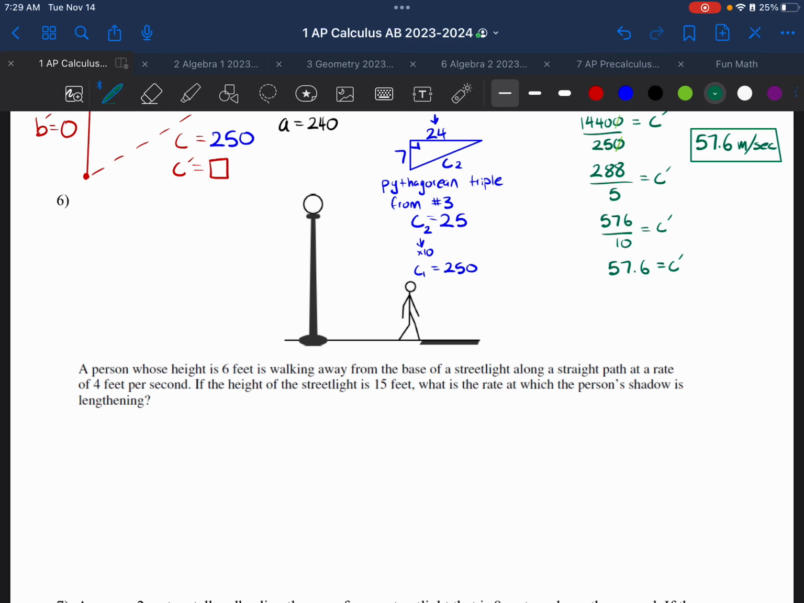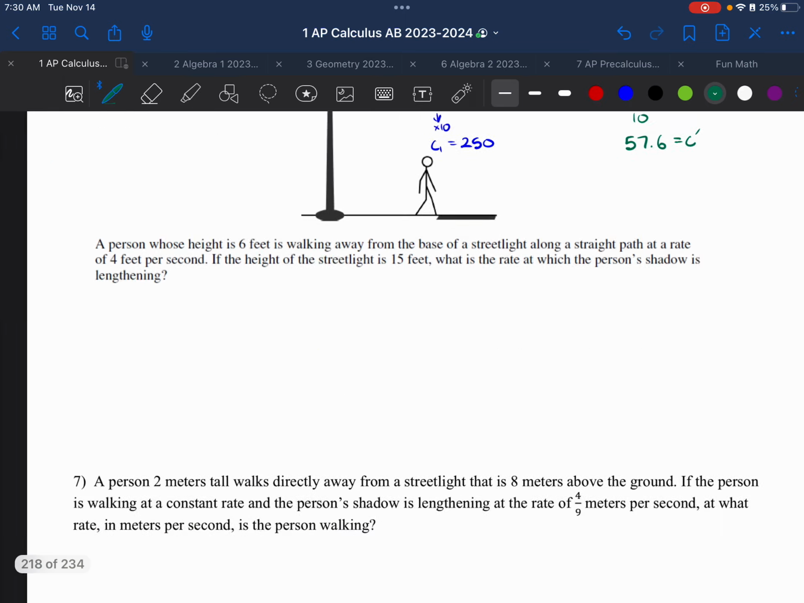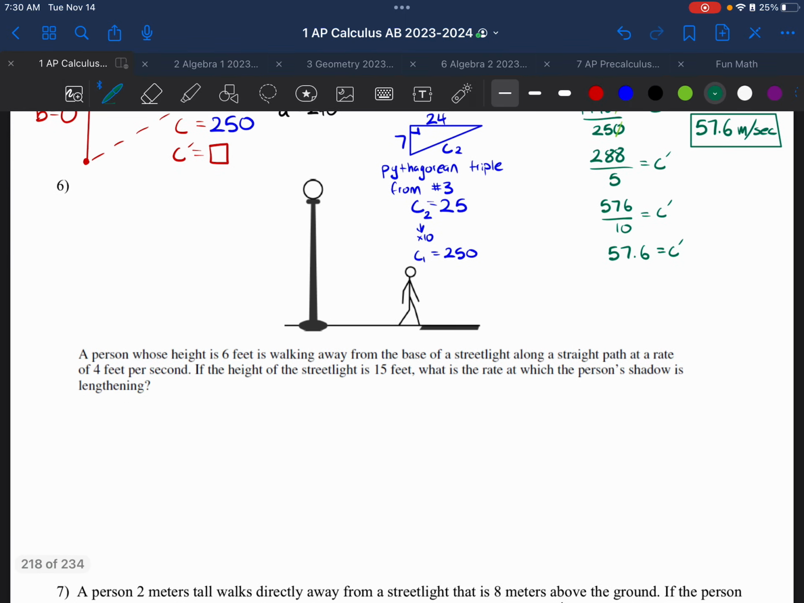Oh boy. Number 6 is, I think number 6 and 7 are both the really hard questions on this one. How do we do these? So let me just read the problem first, get myself situated. A person whose height is 6 feet is walking away from the base of a streetlight. Okay, so I know that this length here, I'm gonna do this in red, this length here is 6 feet. And he's walking away from the base of a streetlight along a straight path, okay, and he's traveling at 4 feet per second.